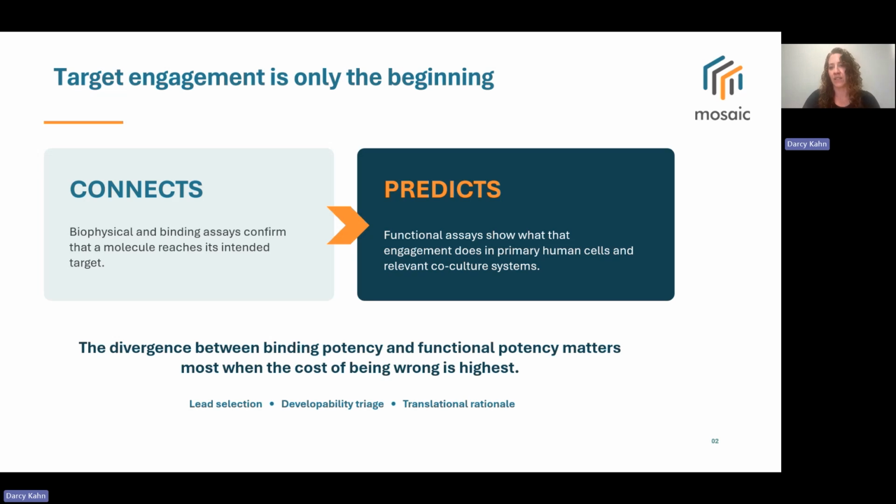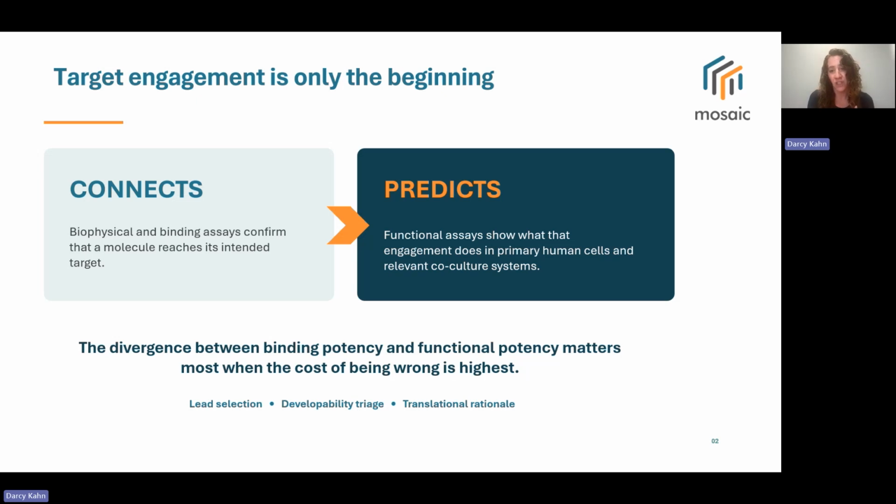All right, so let's start with the obvious question. Why do this at all? You already ran your binding assays and you know that your molecule engages its target. The thing, though, is that while binding tells you that it connects, functional assays actually tell you what that connection does. Biophysical data confirms engagement, but functional assays close the gap. They do that by testing that engagement in a biologically relevant system, where the question is not just whether the molecule binds, but whether it drives the right response.